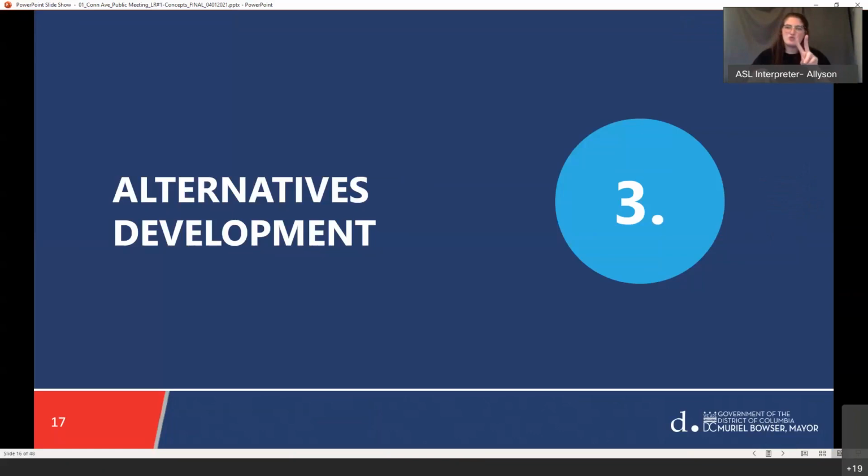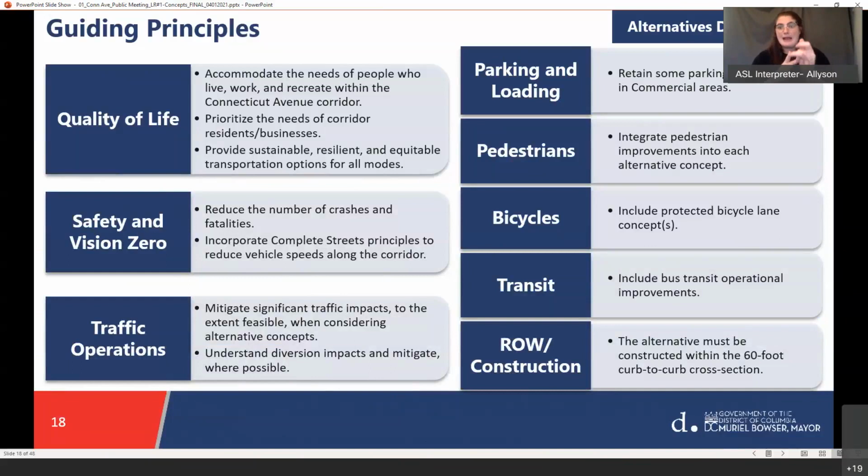In terms of the guiding principles for the study, one, quality of life. We want to be able to accommodate the needs of people who live and work and shop and recreate in the corridor. We want to reduce the number of crashes and fatalities. We want to incorporate complete streets principles to reduce vehicle speeds along the corridor. And we want to look at traffic operations, parking and loading, pedestrians, bicycles, and transit. Also, the alternatives that we look at must be constructed within a 60-foot curb-to-curb cross-section.